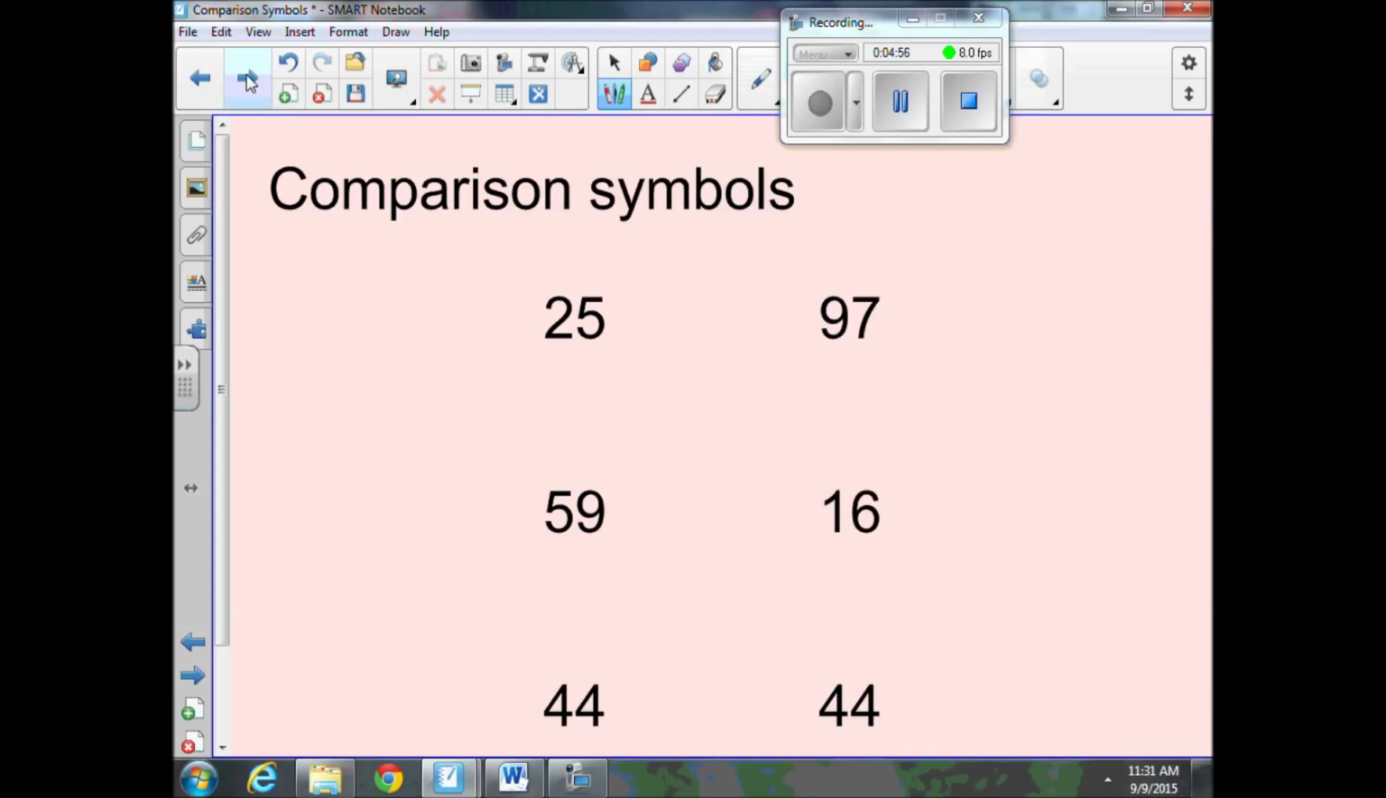When we first started, I said we're going to use comparison symbols. I'm about to show you what I mean by symbols. A symbol is something that represents something else.